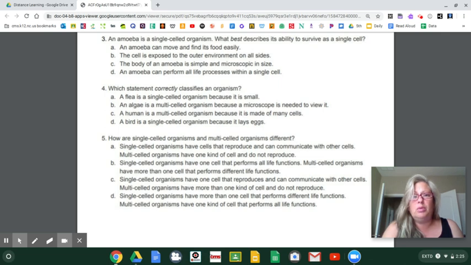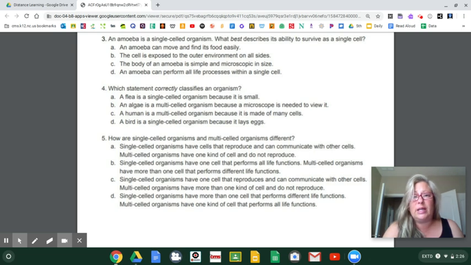A, an amoeba can move and find its food easily. I don't think that's a characteristic of single cell. B, the cell is exposed to the outer environment on all its sides. C, the body of the amoeba is simple and microscopic in size.